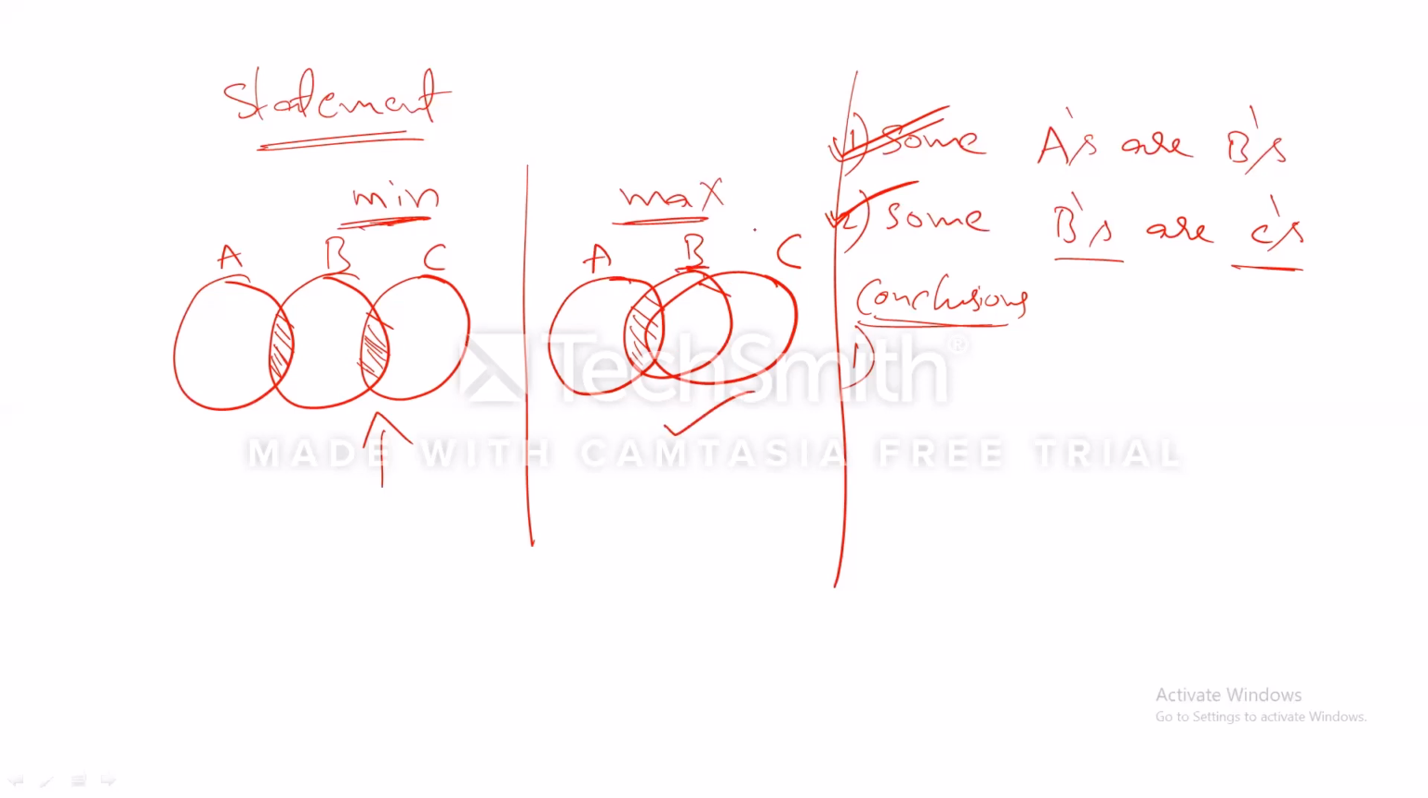If you observe the maximum case, the first case is some A's are B's. Of course some A's are B's is present. Second case, some B's are C's. Some B's are C's means of course some part of B is present in C. Of course, this is also correct. But what is the difference between minimum and maximum case? In minimum case, we are not disturbing any others. Whatever the given statement, straightforward, we draw the Venn diagram. But in maximum case, we have to check by disturbing others. Now, I will give you one small conclusion.